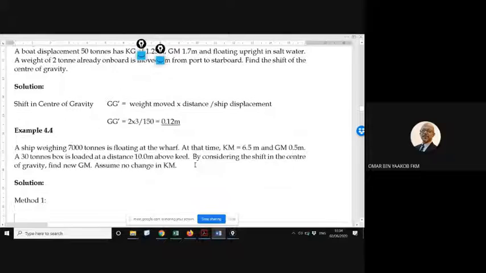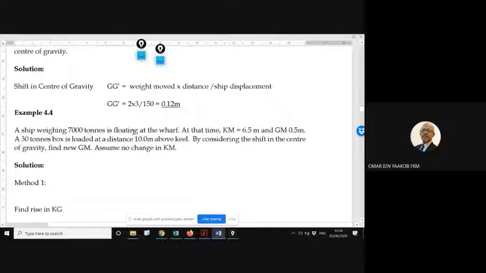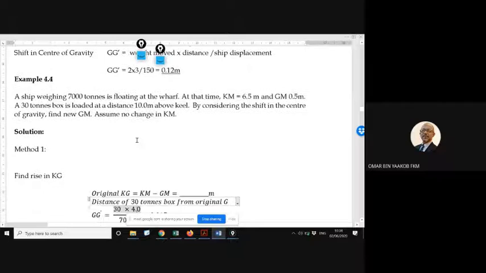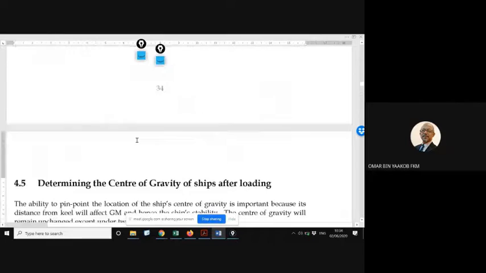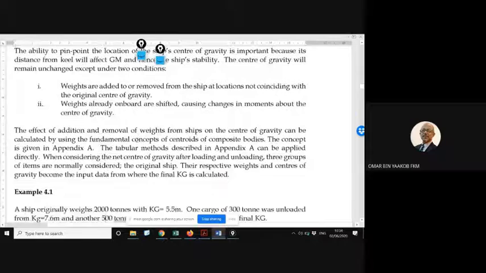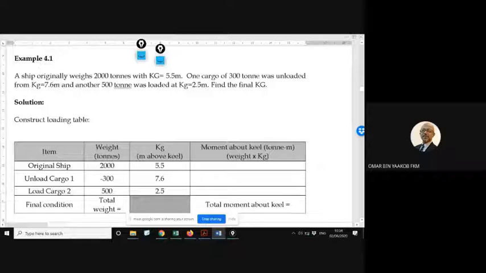And then we have this example. A ship weighing 7,000 tons is floating at the wharf. At that time, KM is 6.5, GM 0.45, 30 tons loaded. So find the new GM. So we can do, right? No. Should be here first. Sorry, this one. Example 4.1.